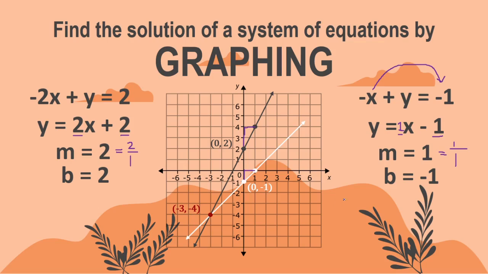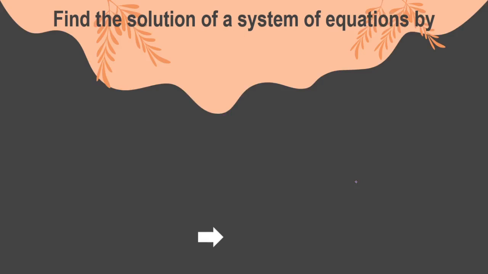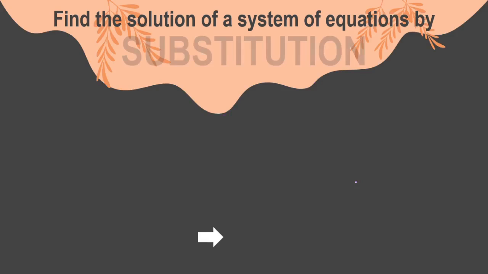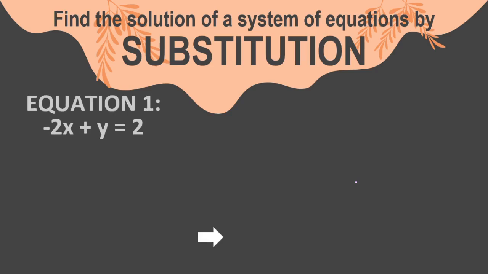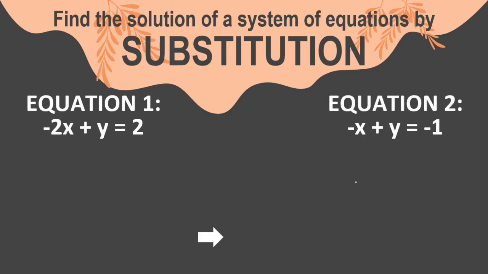Okay? So, ayan po. Yun ang ating steps to find a solution of a system of equations by using graphing. Let's proceed to the second method. The second method is substitution. Okay? So, ilabas muna natin ang dalawang equation. We have equation number 1 and we have equation number 2. Okay? So, eto sundan nyo ako step-by-step procedure.